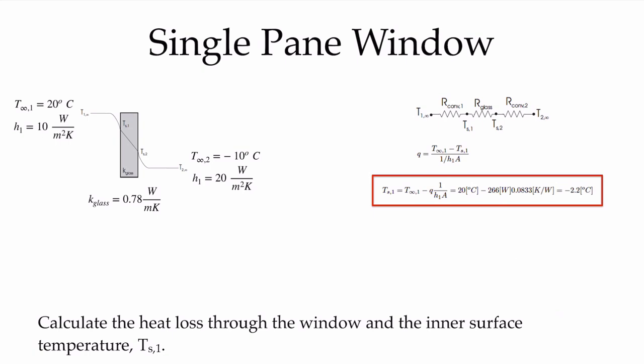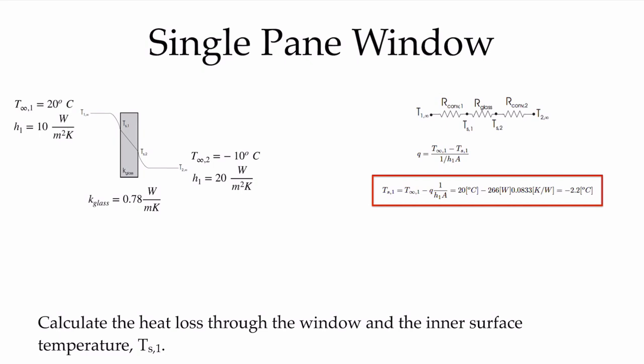Now that we've solved for Q moving through our resistance network, we can look at this part of the resistance network and our convection resistance 1, looking at T infinity 1 minus TS1 over R convection 1 equal to the Q we just solved for. We can rearrange this and solve for the surface temperature on the inside and see that it's minus 2.2 degrees C. So you would expect that the cooler window and that cooler inner surface temperature is going to condense liquid on that window, and because that temperature is below zero, you're going to start to see frost or ice forming on that window with these low temperatures.